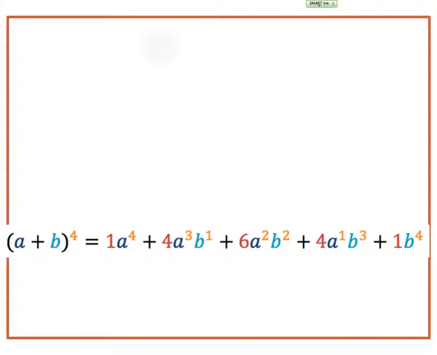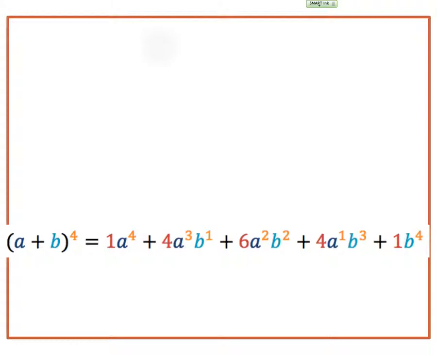So we start with A, and we start with the power of the expansion. So this is to the 4th power, so we'll start with 4. And we start with A, and the powers go down slowly, one by one. So A to the 4th, A to the 3rd, A to the 2nd, A to the 1st, and I don't need to write down A to the 0.